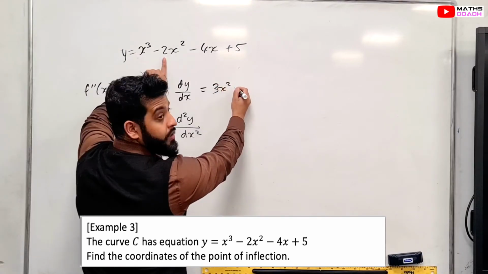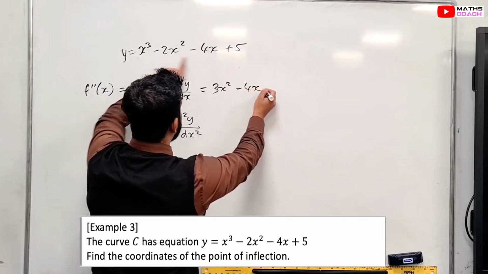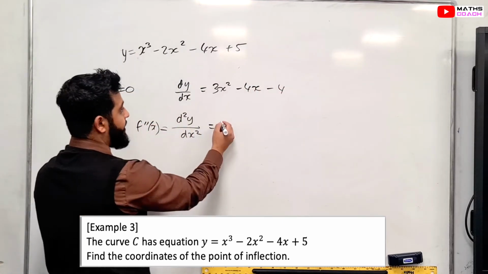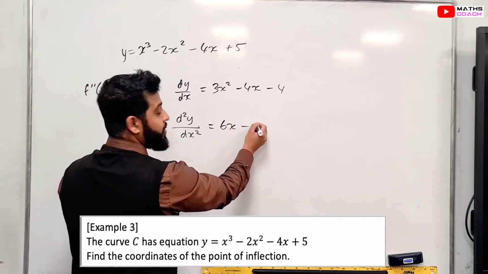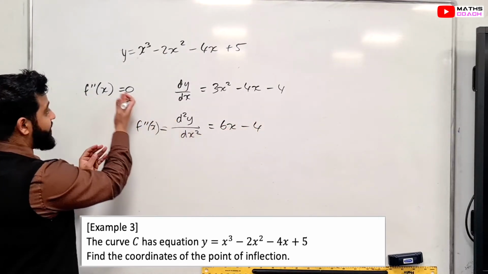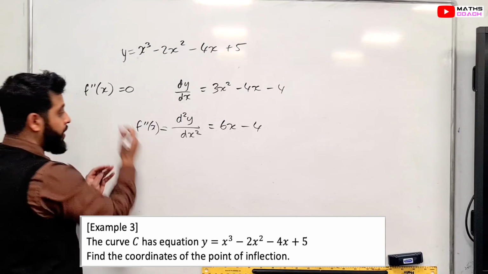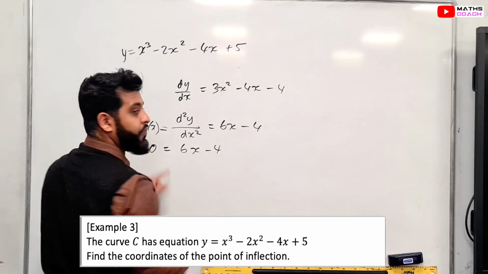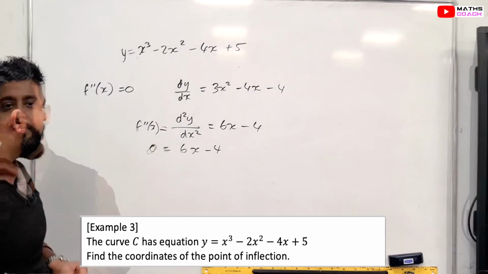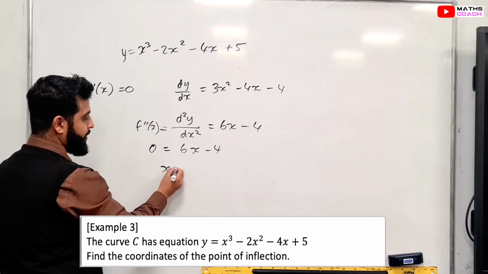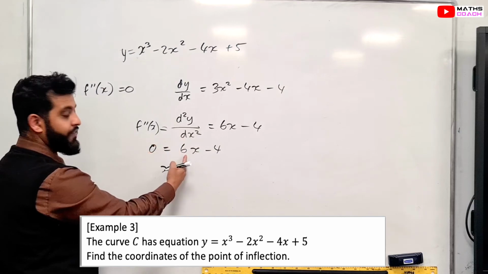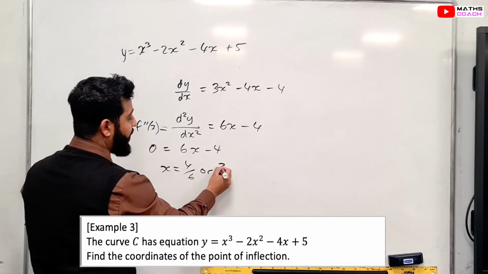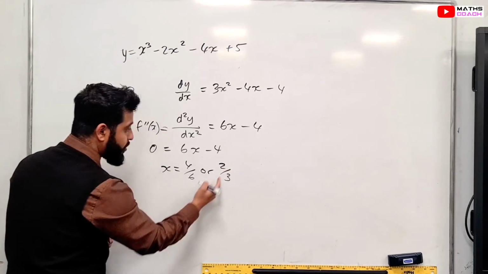The first derivative is 3x squared minus 4x minus 4. And the second derivative will be 6x minus 4. So now we are going to make this equal to 0. So we're going to have 0 is equal to 6x minus 4. And we are going to solve that. So what's x going to be equal to here? It's going to be, take the 4 to this side, divide by 6. So you get 4 over 6, or simplified 2 over 3. So our x coordinate is 2 over 3.